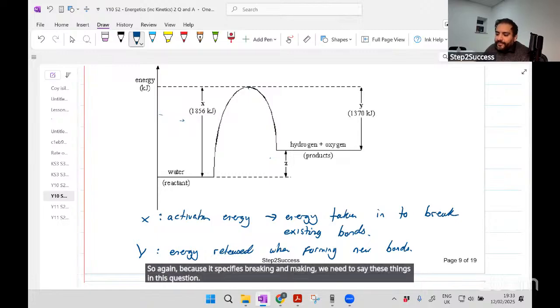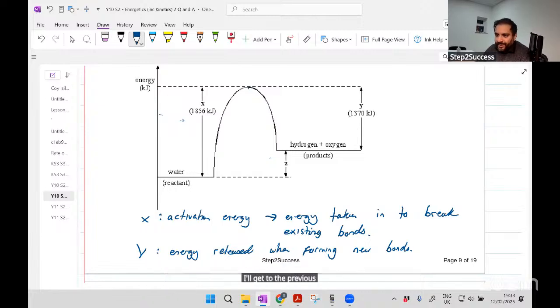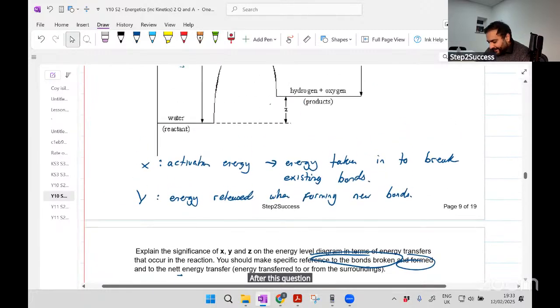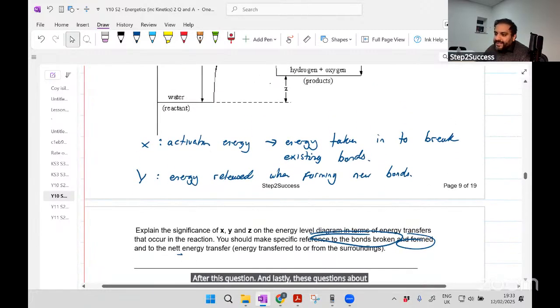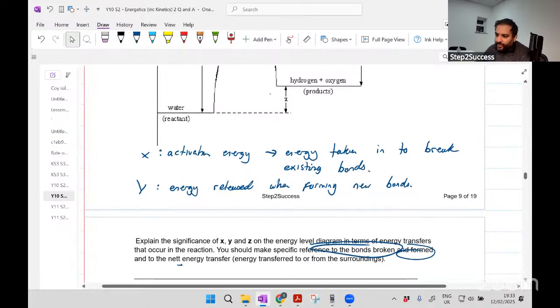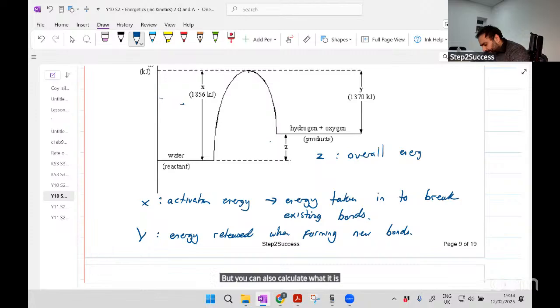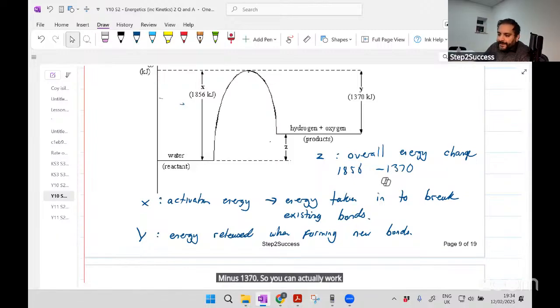I'll get to the year 9 questions in just a moment after this question. And lastly, what's Z? Z is essentially the overall energy change, isn't it? That's what Z is. But you can also calculate what it is, because it must be 1856 minus 1370. So you can actually work out what it is in this question.